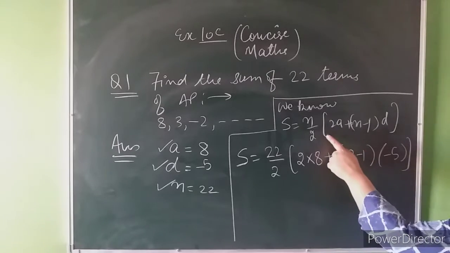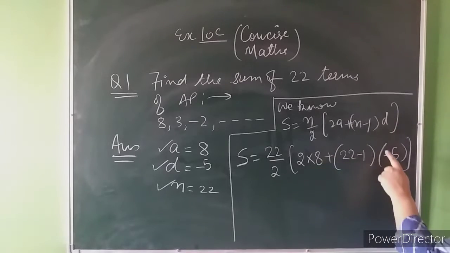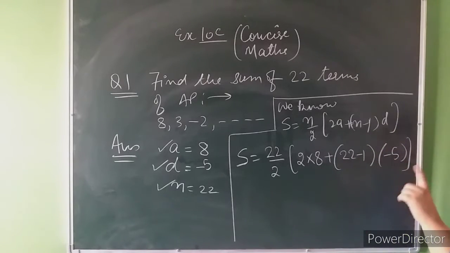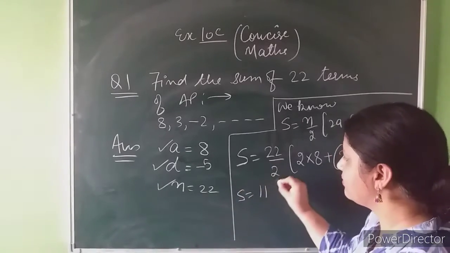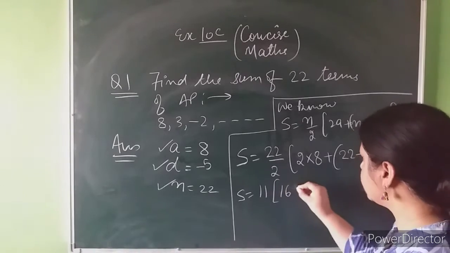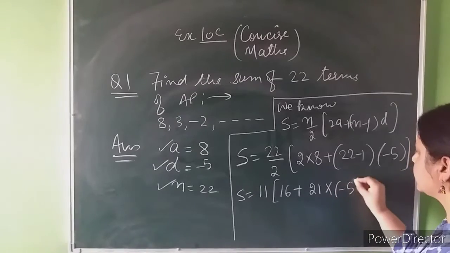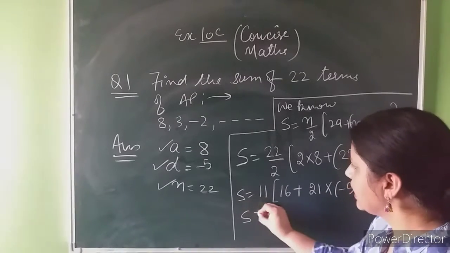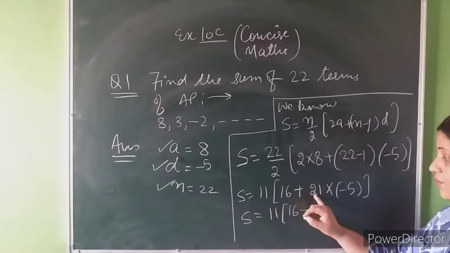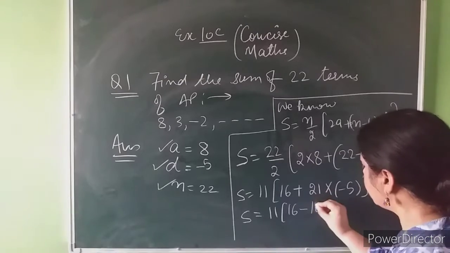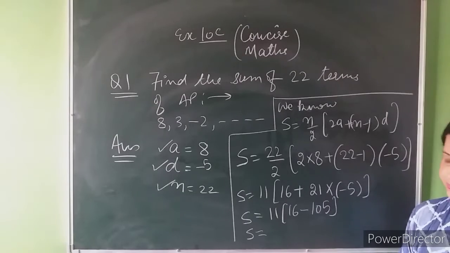So properly, each and every bracket, plus and this minus, and because this d was a minus sign, that is why I have put a bracket here. It is very much important, right? Now let us solve. S is equal to 22 by 2 means 11, okay? 2 8s are 16 plus 22 minus 1 is 21 multiplied by minus 5, right? So simply S is equal to 11 into 16, and now plus minus minus, and 21 into 5 will give me 105, okay?